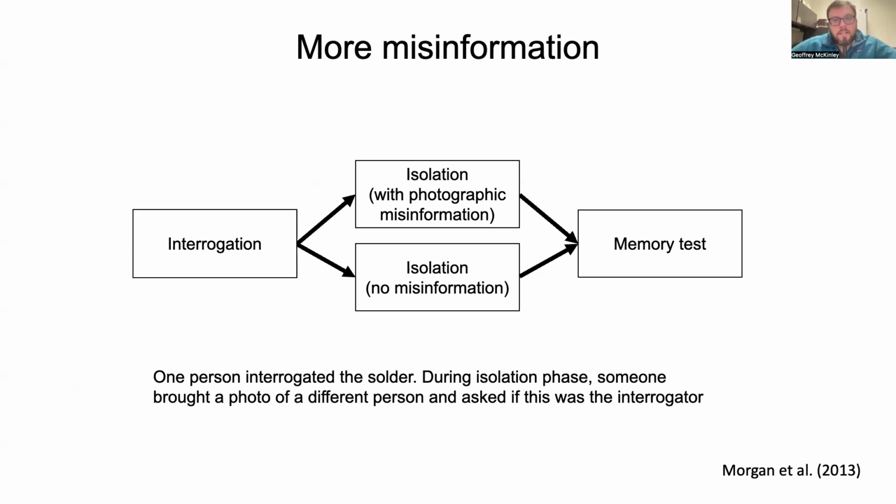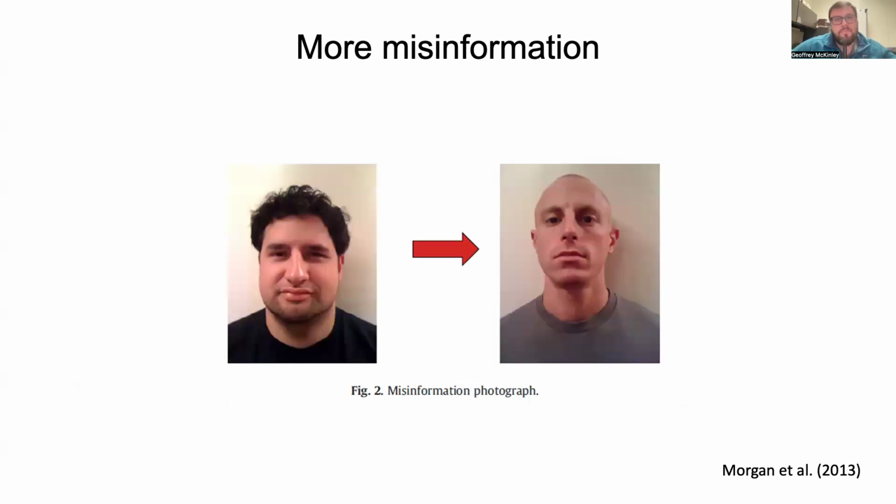As you might imagine, that photographic misinformation condition led to a high rate of participants choosing that person incorrectly. The incorrect person was chosen over the correct person. And you might be thinking, well, how similar did they look? They were completely different, right? So this guy on the left was the real person who interrogated the participants, and the person who came in showed a photograph of this person, the bald guy. So totally different people.